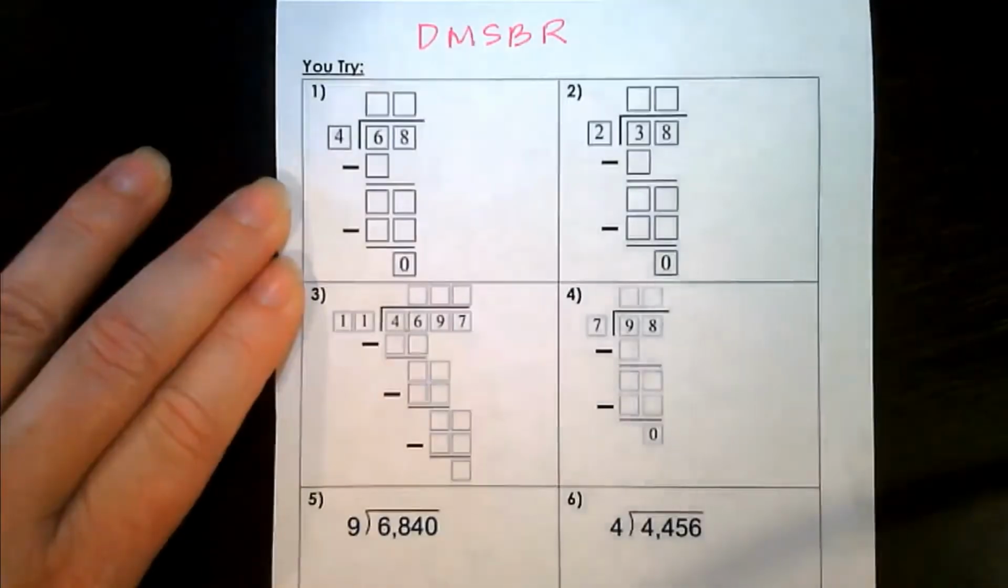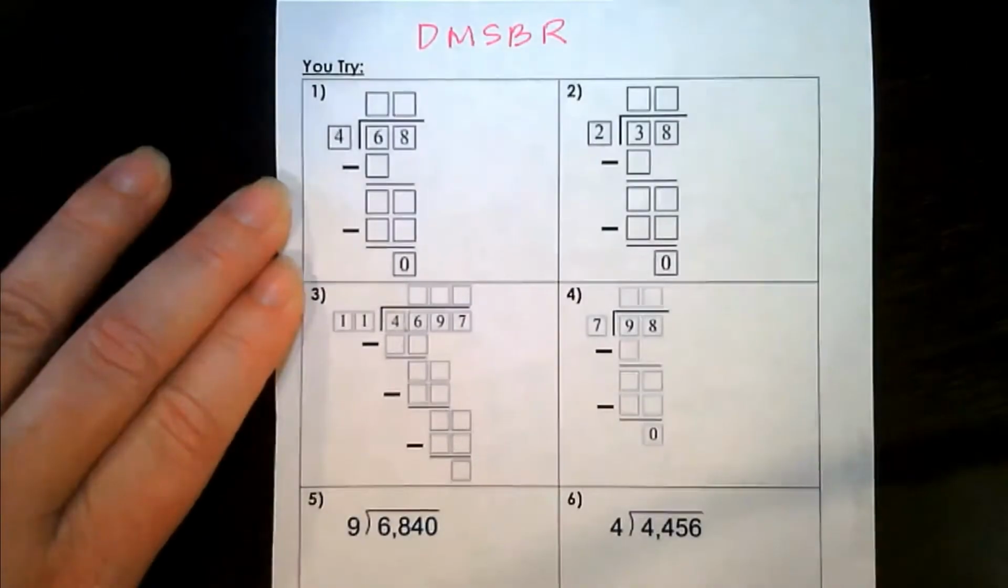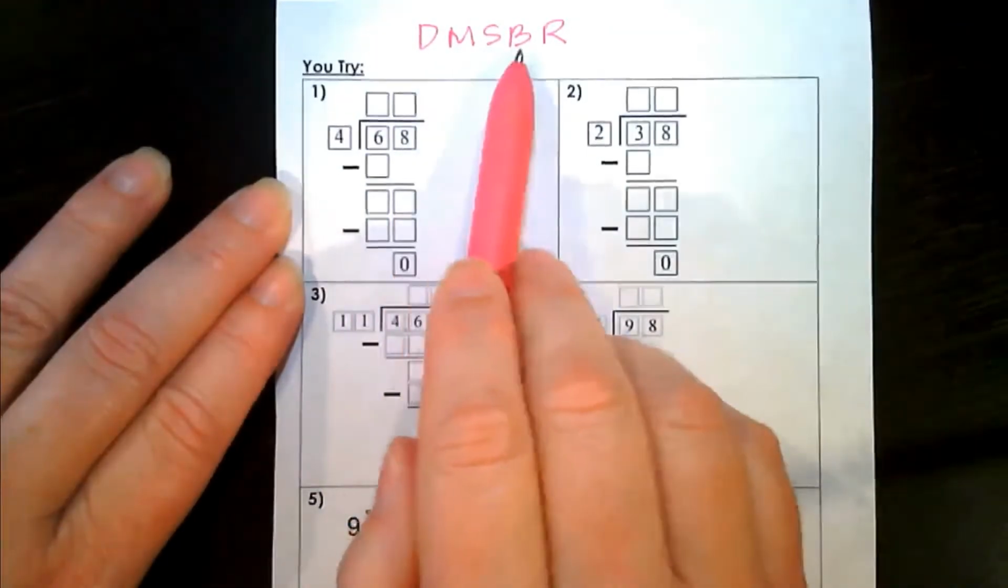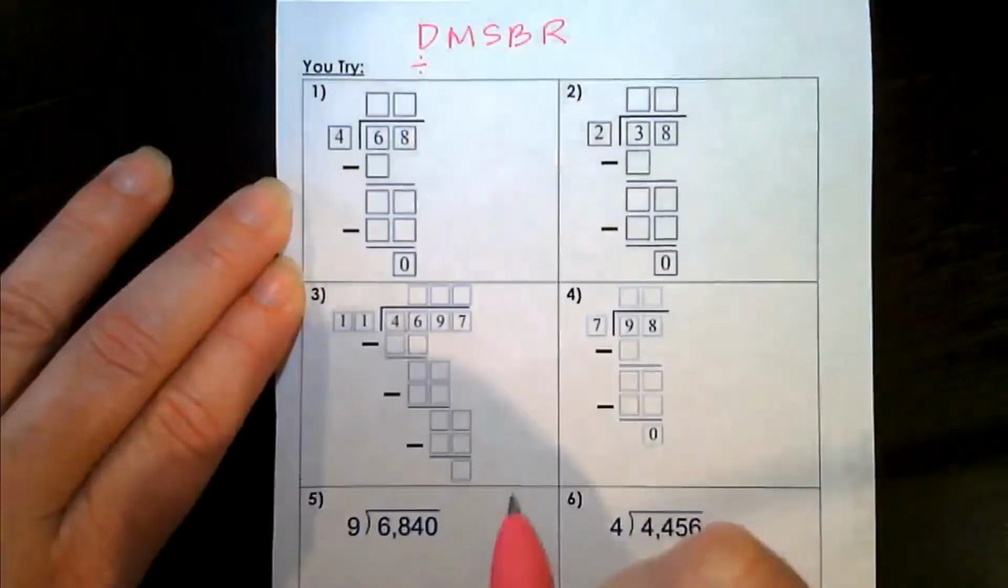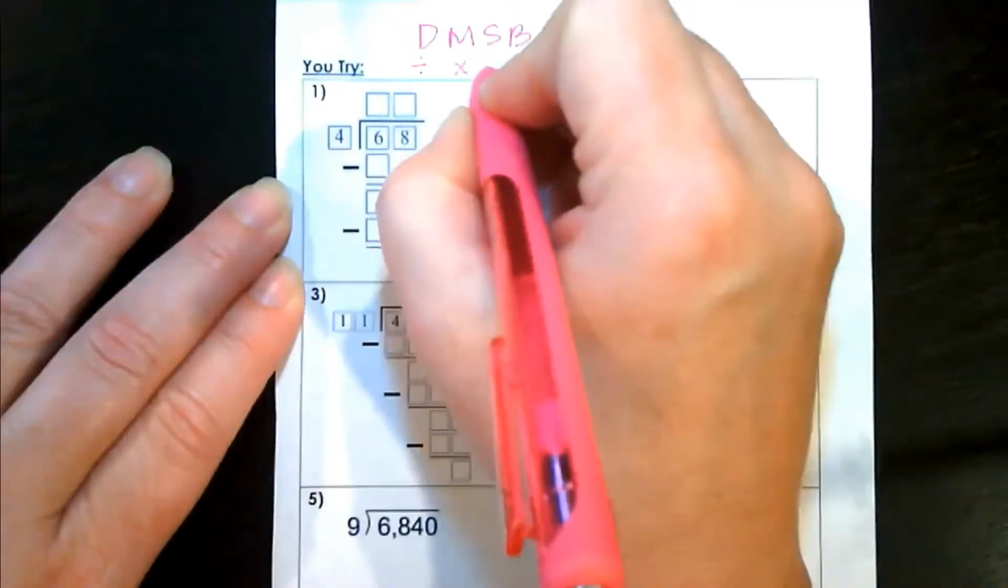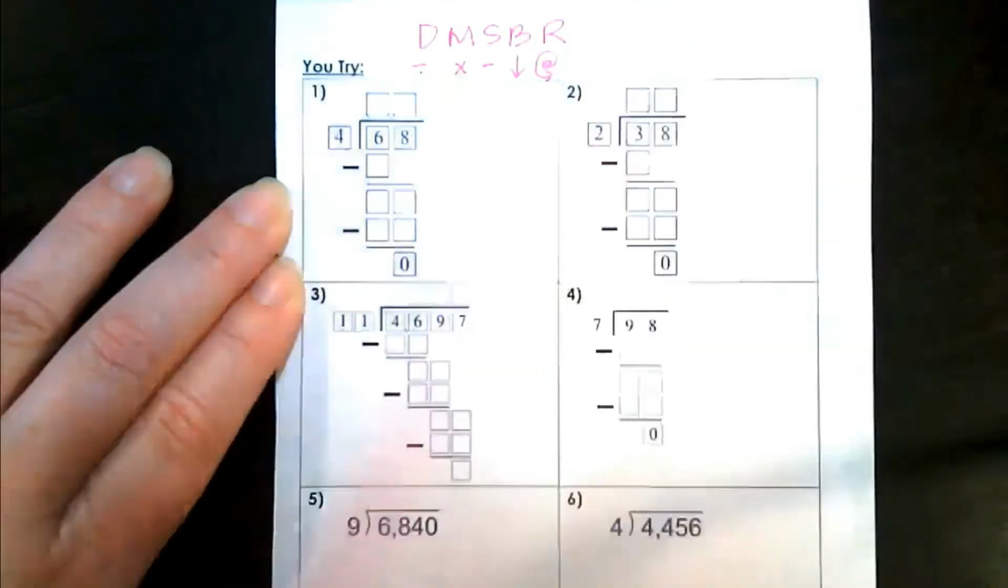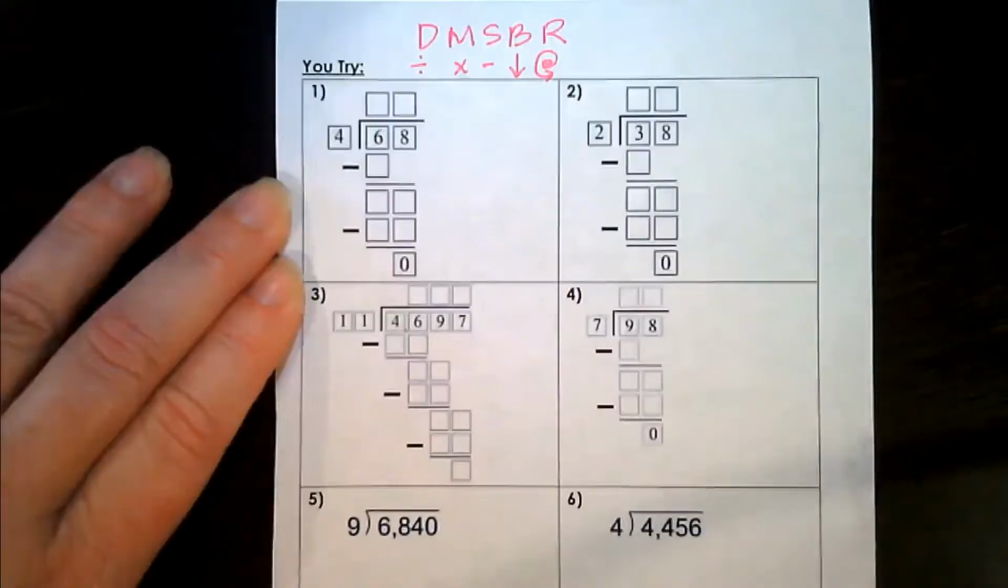All right, guys, now we're going to do some long division practice problems. Remember, the algorithm is daddy, mommy, sister, brother, repeat. So that is division, multiplication, subtraction, bring down, and repeat. Let's see how that works in each of these problems.